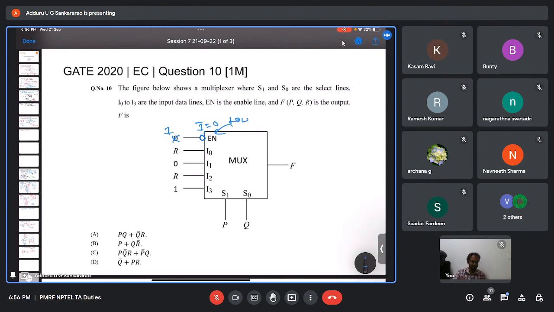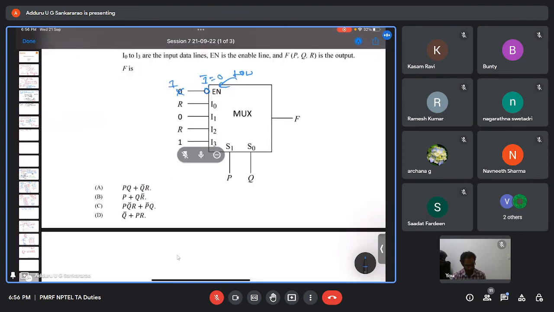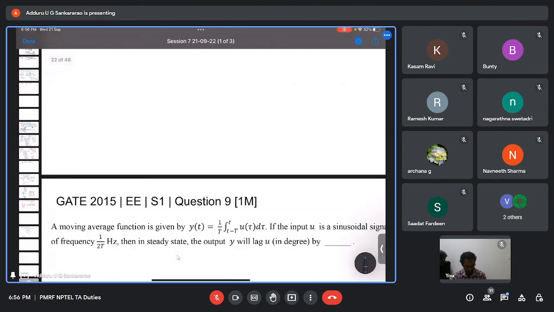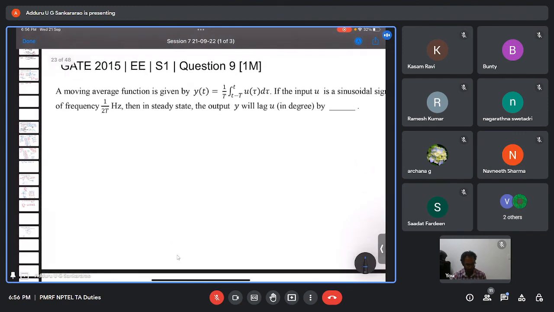But here anyway we don't have that problem. 0 is given, so the chip is enabled. If that kind of question is there, first we need to check whether the chip is enabled or not. Then using the same approach we discussed, we can get the output. You can solve that one later.